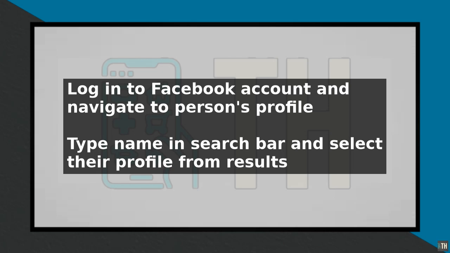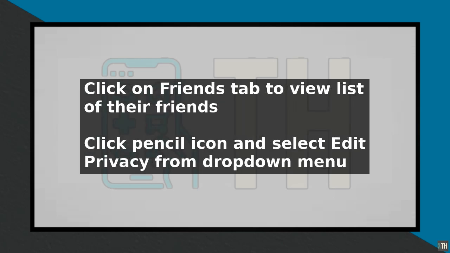Once you are on their profile, click on the Friends tab. This will take you to a page that lists all of their friends. Click on the pencil icon next to the Friends title and select Edit Privacy from the drop-down menu.